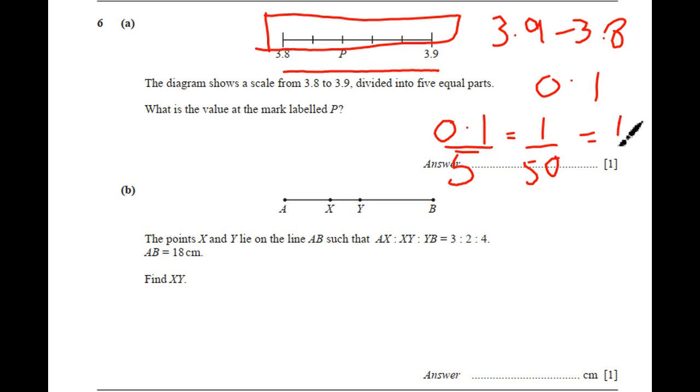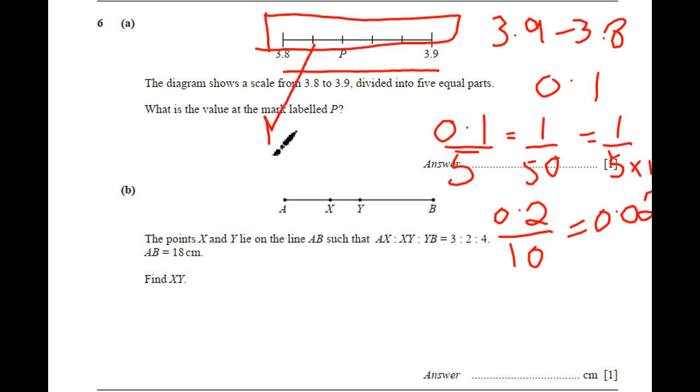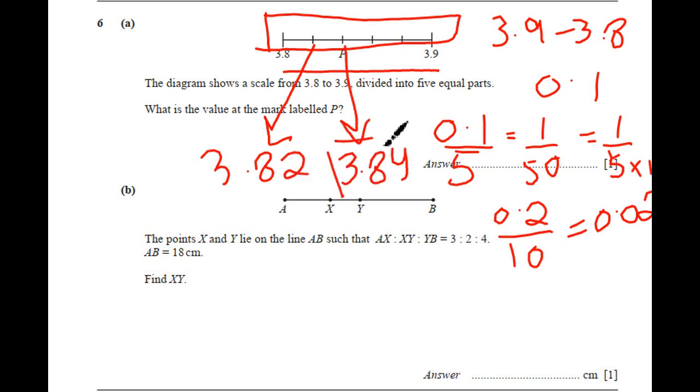Let me show you that. This is 1 over 5 times 10. So 1 over 5 is 0.2, 0.2 divided by 10 is 0.02. So this makes this 3.82 and the required point is 3.84. So this is the answer for part A, 3.84. I'm going to clear the screen now for part B.